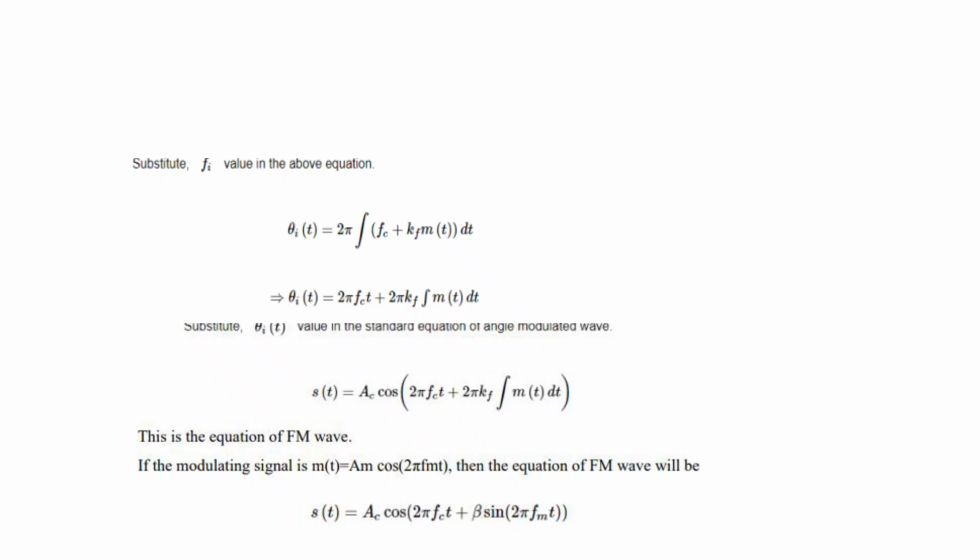Substituting theta of t, s of t is equal to Ac cos of 2 pi Fc t plus 2 pi Kf integral m of t dt. This is the equation of the FM waveform. If the modulating signal is m of t equal to Am cos 2 pi Fm t, then the equation of FM can be represented as s of t equal to Ac cos of 2 pi Fc t plus beta sin 2 pi Fm t.